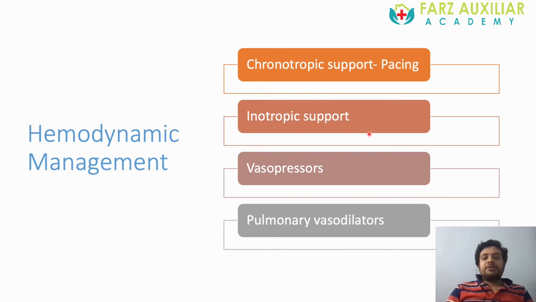Next, coming to the inotropic support. As I have discussed, the requirement of inotropes is almost ubiquitous in these patients. Regarding the choice of inotropic drug, I am coming into it in detail later. And the patients usually require vasopressors also, because some amount of vasoplegia is also common in this group of patients. And in patients with elevated pulmonary artery pressure, pulmonary vasodilators are also required.